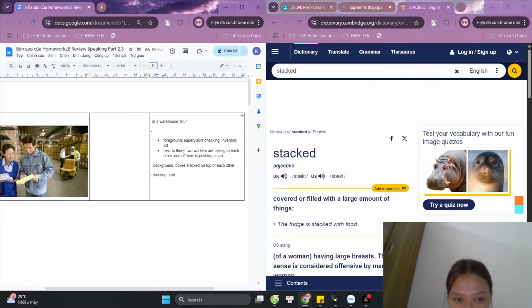This is a picture of a warehouse in the front while two supervisors are checking inventory lists. Next to them, two workers are talking to each other. One of them is pushing a cart. In the background, boxes are stacked on top of each other. Maybe they are working hard.